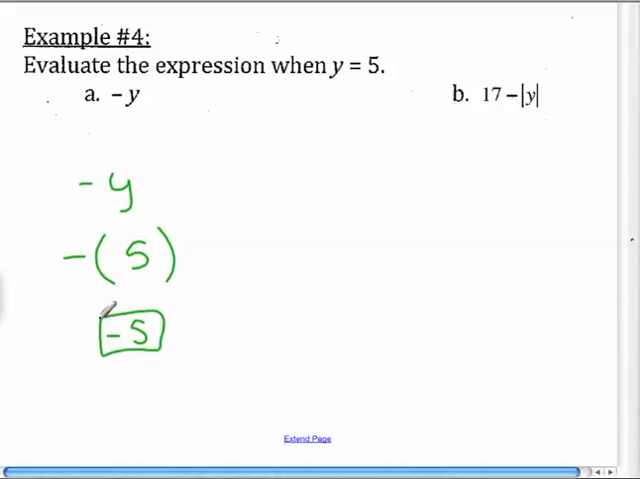Absolute value, and I should have said this yesterday. Fritz, why'd you let me forget that? It's all right. I'll blame you for this later.